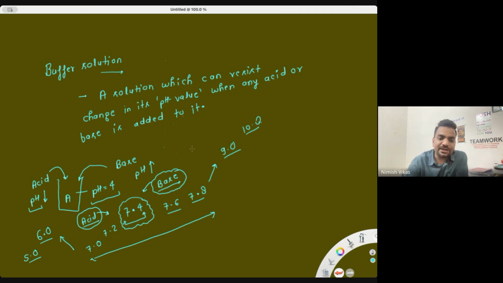I just made 2 points here. First point I made, a buffer solution resists the change in its pH. Resist means if you're adding base, usually pH increases, but for the buffer solution, pH will not increase significantly. Similarly, add acid, pH usually decreases, but for this buffer solution, it will not decrease significantly. pH changes, but changes very minimally. Second point I said, on adding too much acid or too much base, pH will again change drastically. So every buffer has a buffer capacity.